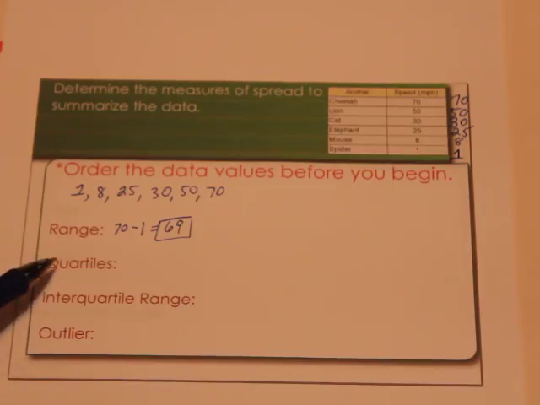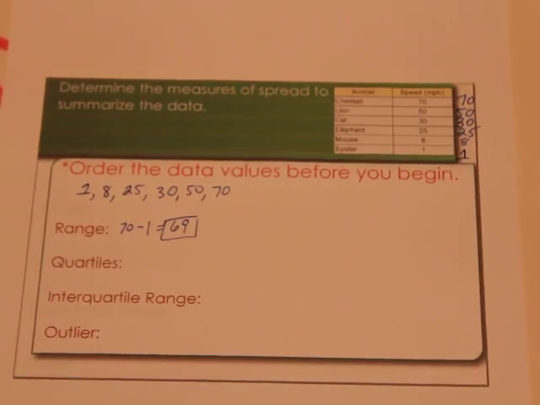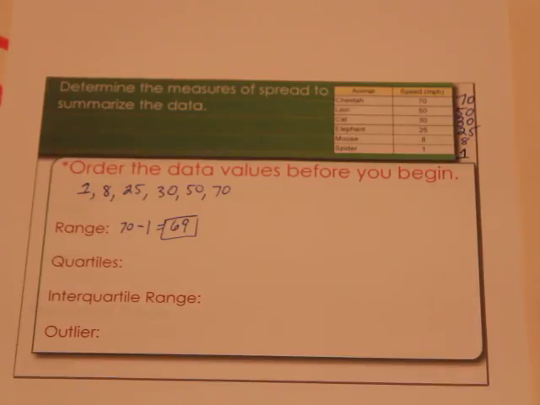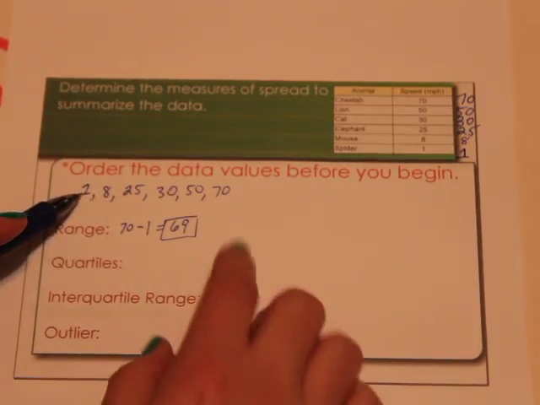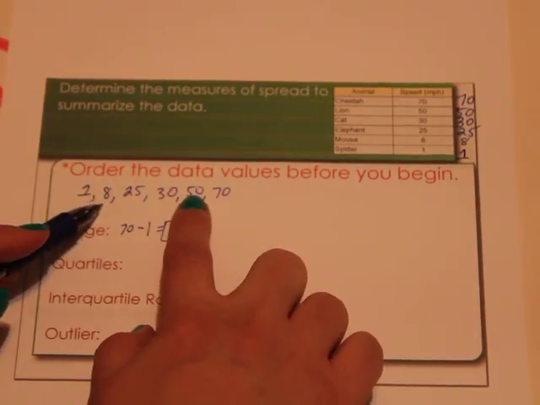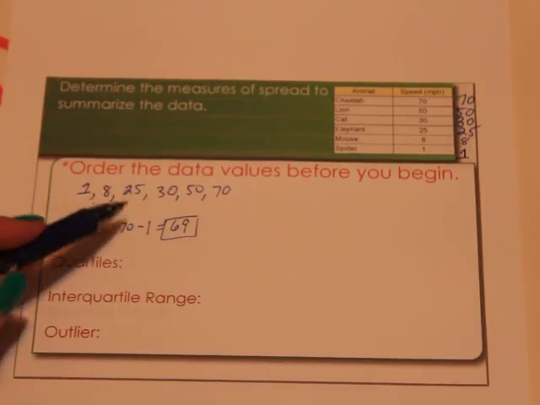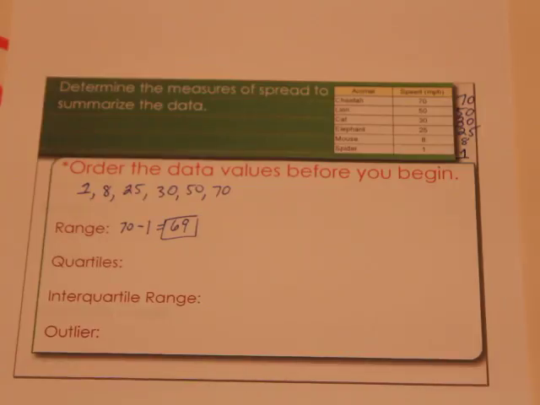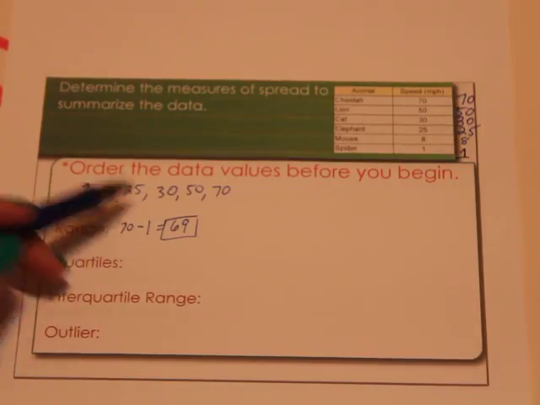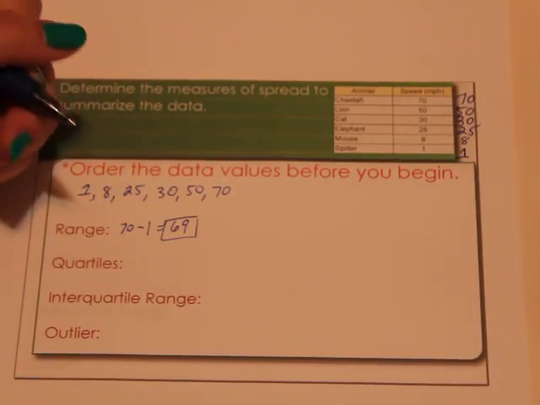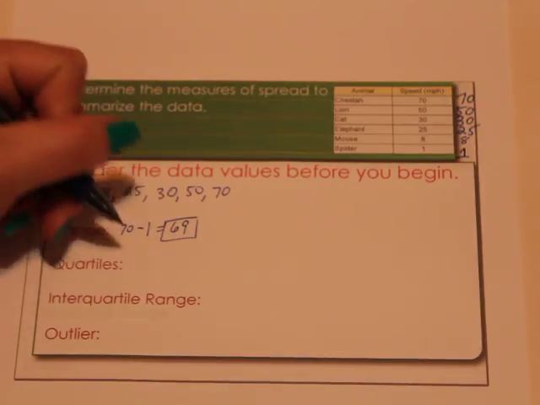Now the quartiles. Okay, quartiles are finding, again, where the quarters of the data are at. So first thing you have to find is the median. So we're going to look here. We have 25 and 30 in the middle. Okay, we have two numbers in the middle. So what we have to do to find the median is add them together, divide by 2. So first thing whenever you're finding quartiles is find the median.